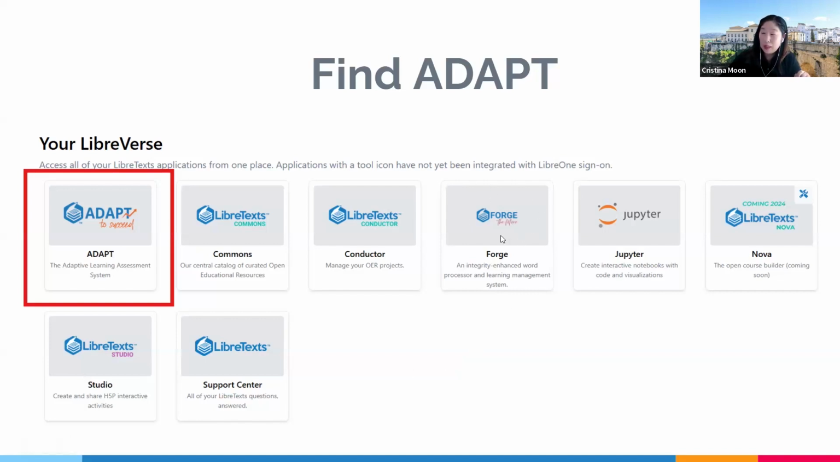This is the newest one, called Forge, that is using AI technology. I don't know much about it yet, but I think it's going to be really cool. Commons is kind of like the library of all the resources. Conductor is where you're going to go for remixing. When you are doing your textbook remixes, this is where you start your project. Jupyter, I don't know much about this one, so I just know that it has coding in it, which I'm not very good with. But all these things add to the power of LibreTexts.